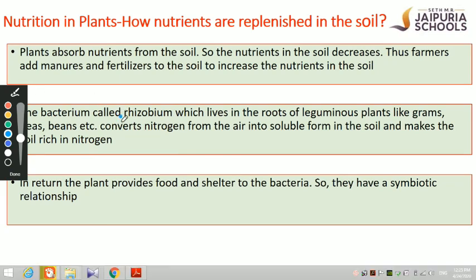So this rhizobium is also known as a farmer's friend. It helps in fixing atmospheric nitrogen in the soil. In return, what does the plant do? It provides food and shelter to the bacteria. So rhizobium and leguminous plants share a symbiotic relationship between them. Both of them help each other.